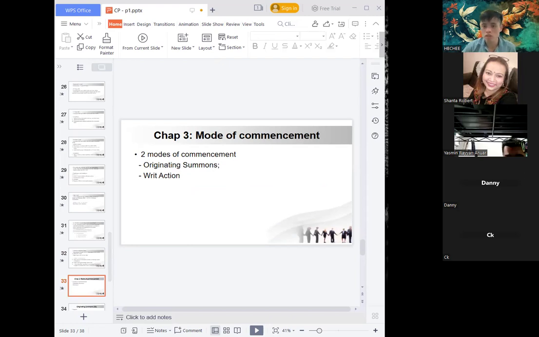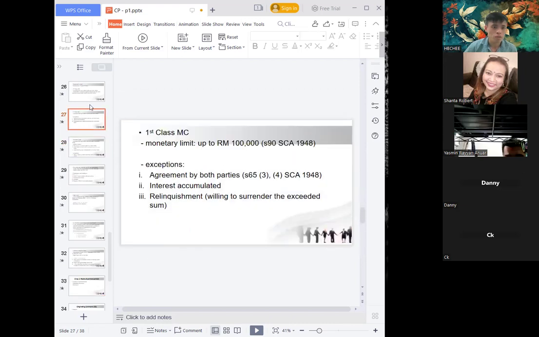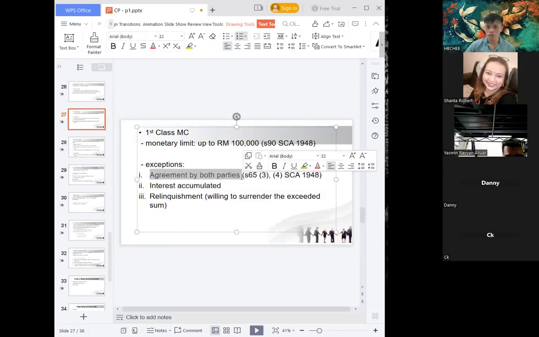Okay, I saw Cindy's question. Is the case still tried in the MC or in the sessions court? Okay, let me check again. Order 65 sub 3. You are talking about the agreement by both parties, right? Actually it's still tried in the magistrate court, just that you can claim more than, let's say right now you are claiming, after adding on whatever costs, more than 100,000 already. If you still want to proceed in the magistrate court, it just needs to be agreed by both parties. So let's say the plaintiff and defendants have already agreed to accept the surplus of more than 100,000. Is that clear for you?